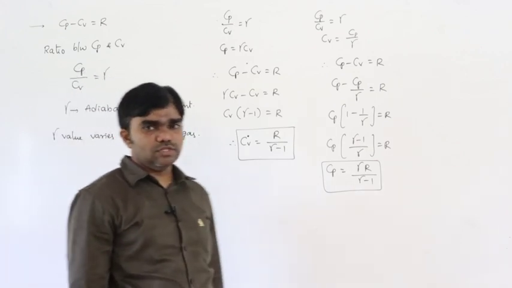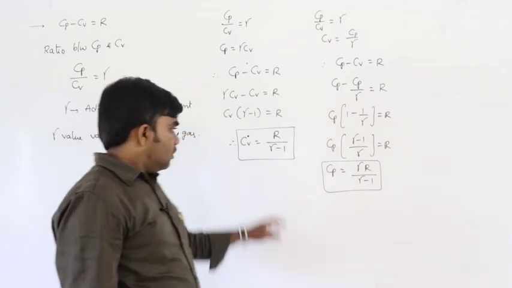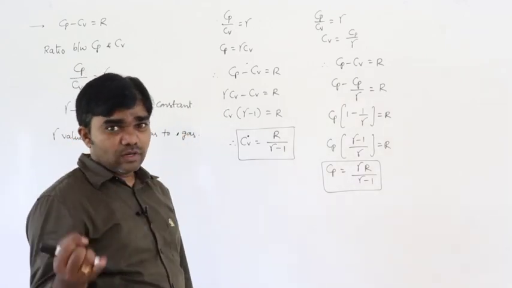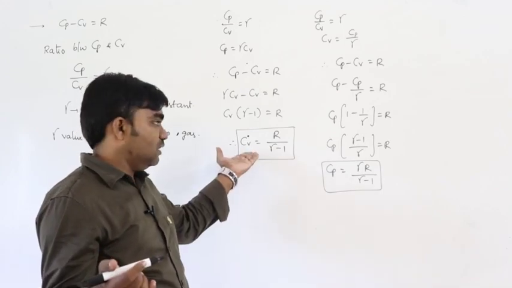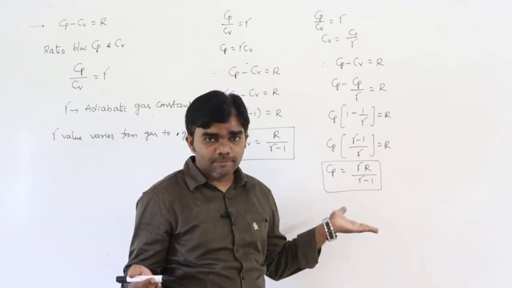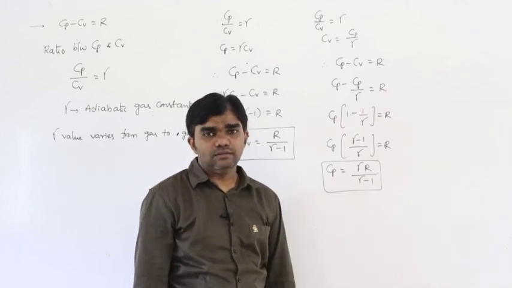So this is the situation. What are the values of gamma here? That is what we have to calculate. For a monoatomic gas, what is the value of Cv? For a diatomic gas, what is the value of Cv? How can we write that? That is important here.